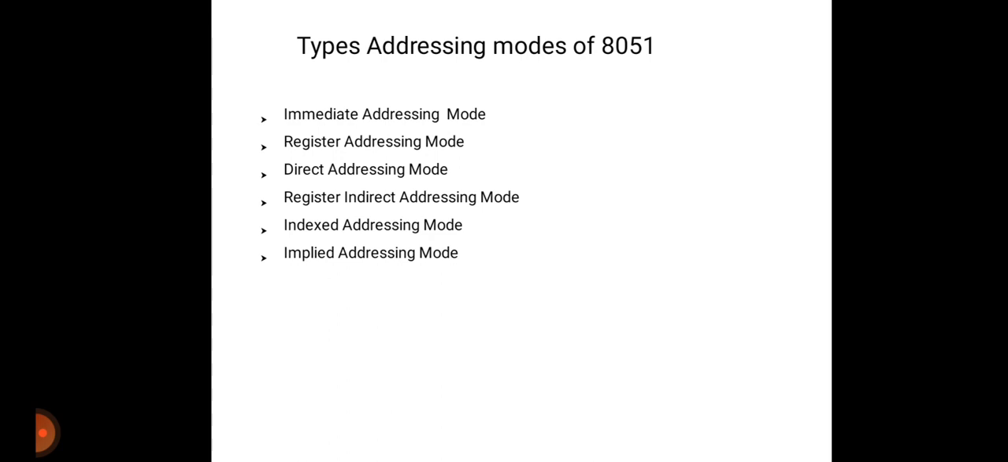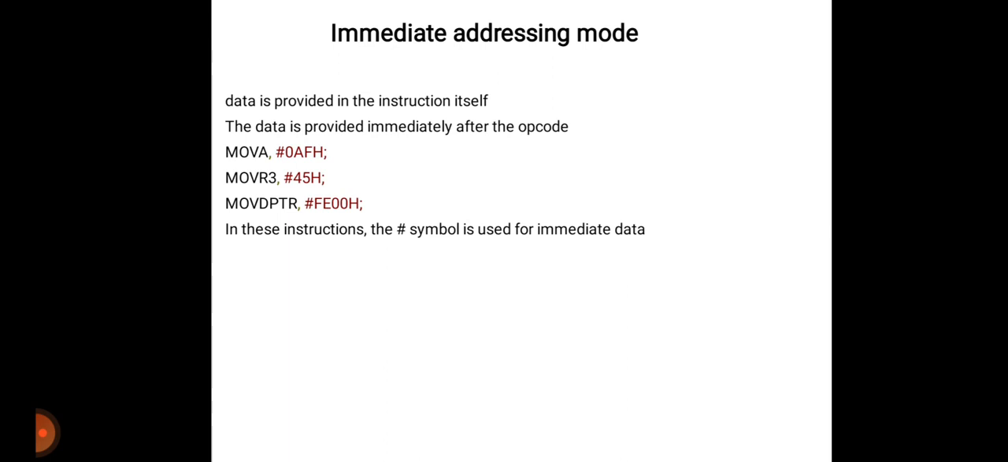The clock frequency is 12 megahertz, and most instructions are executed in just 1 microsecond, and some in 2 microseconds. The multiplication and division operations take double, that is 4 microseconds, to execute. So this is just the basics of addressing modes. Now we will see them one by one.